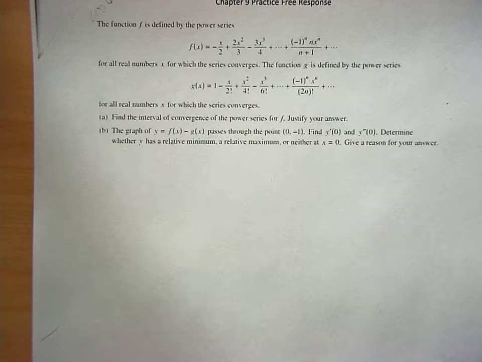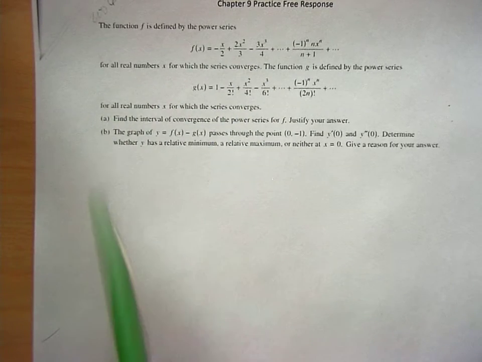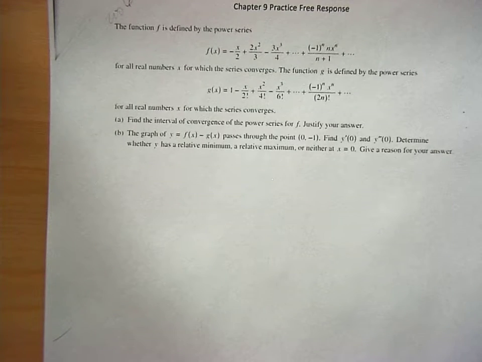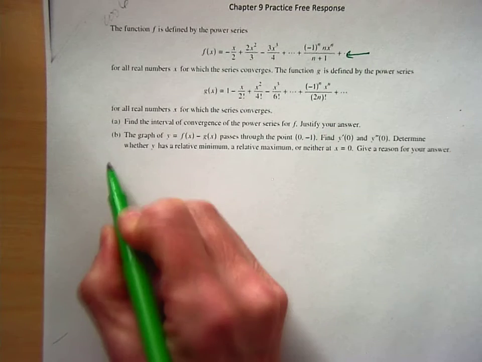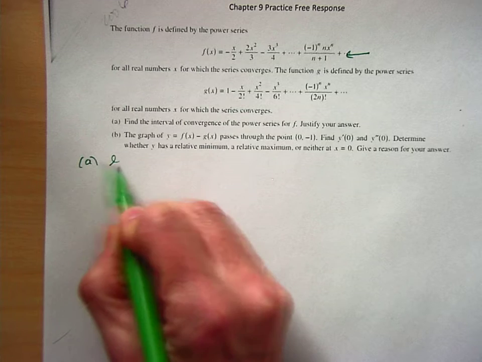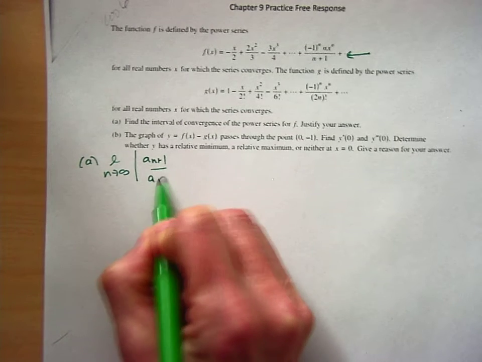Okay, our last free response before the test. So we're given a function f and a function g for all real numbers, and then we're asked to find the interval of convergence for f. So we're going to use this general term here. We're going to take the limit as n goes to infinity of a to the n plus 1 over a to the n.